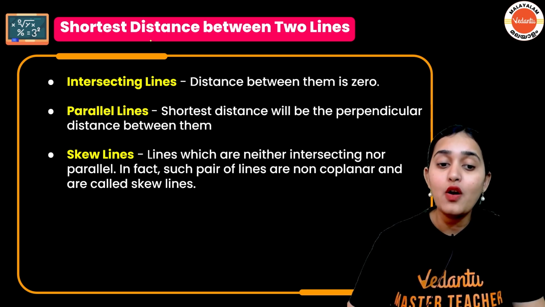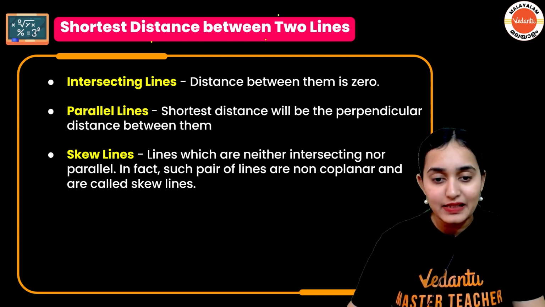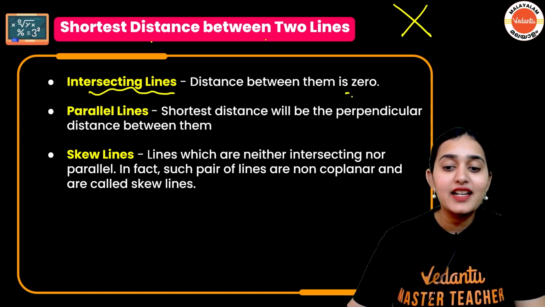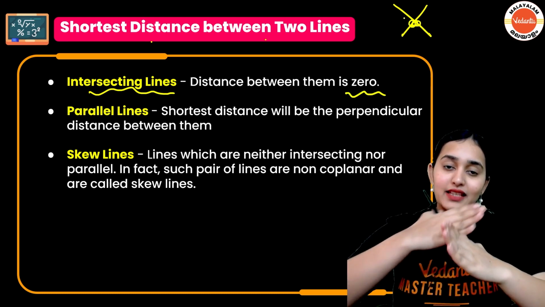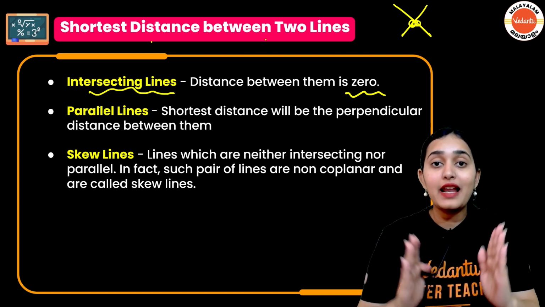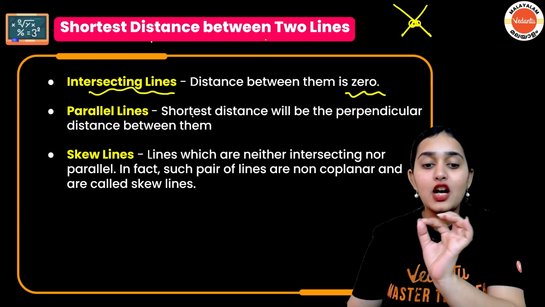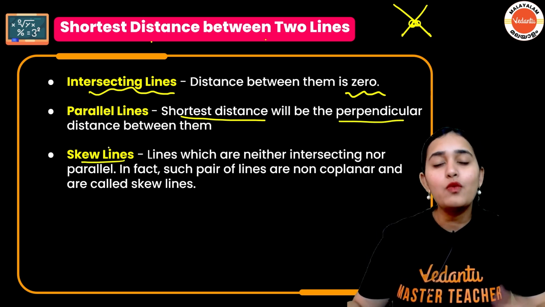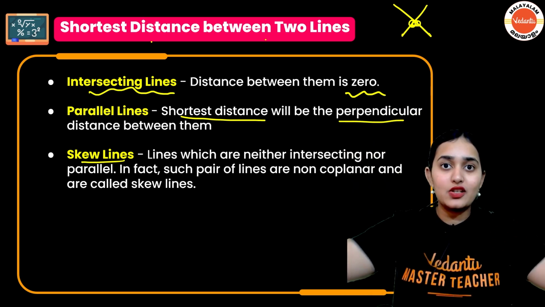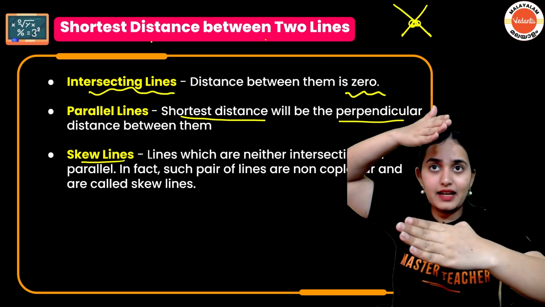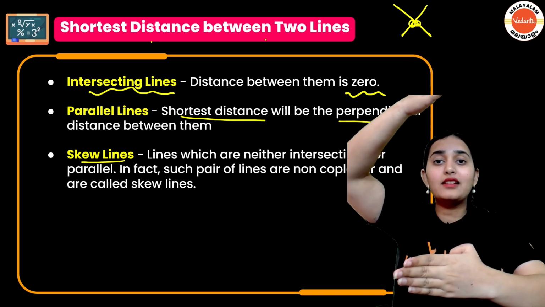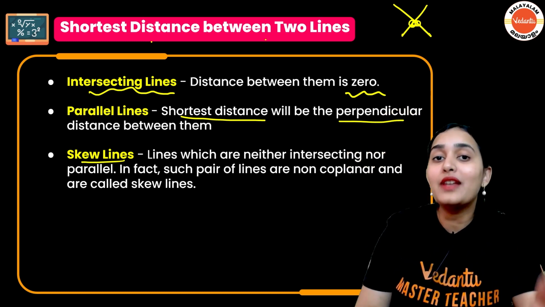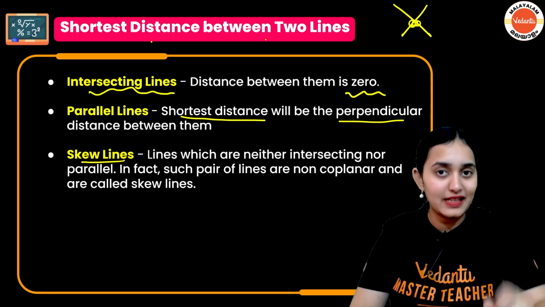Next is how to find the distance between two lines in 3D space. First, if your lines are intersecting, the distance is of course 0 because they are passing through each other. There is no distance. If your lines are parallel, then they will have a shortest distance between them, which will be the perpendicular distance. But if they are skew lines, now what are skew lines? In your three-dimensional space, if one line is going like this, another line is going like this, are they parallel? No. Are they intersecting? No. So these lines are called skew lines, and skew lines also have a distance between them.